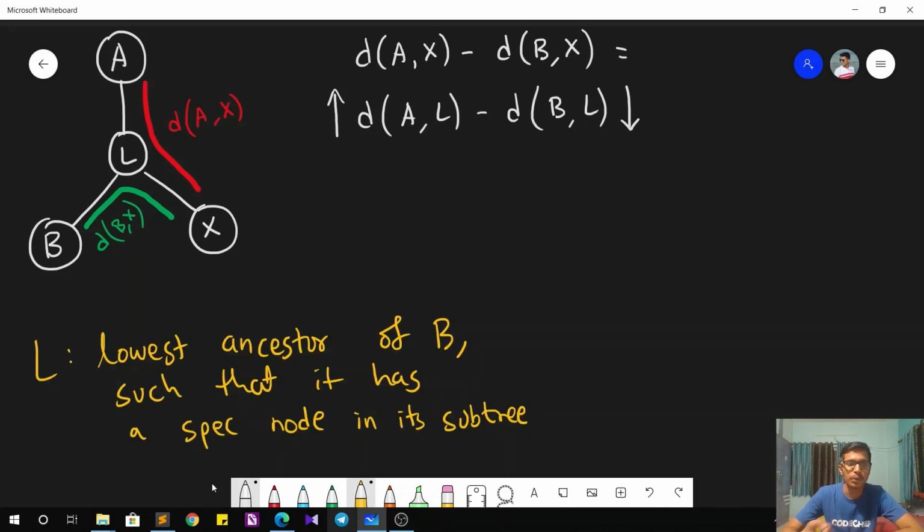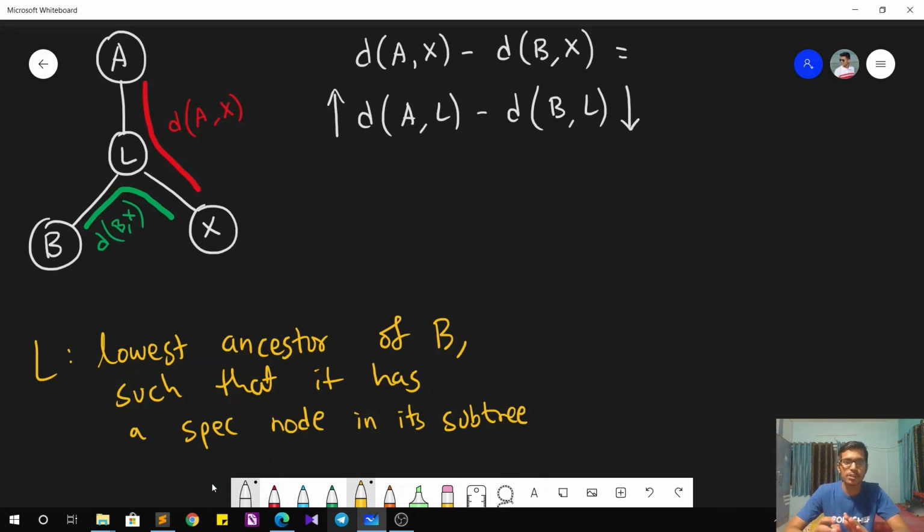By definition, L is the lowest ancestor of B such that it has a special node in its subtree. And which is that special node? It is nothing but X. So now that we have defined everything in place, the problem seems to be reformed.